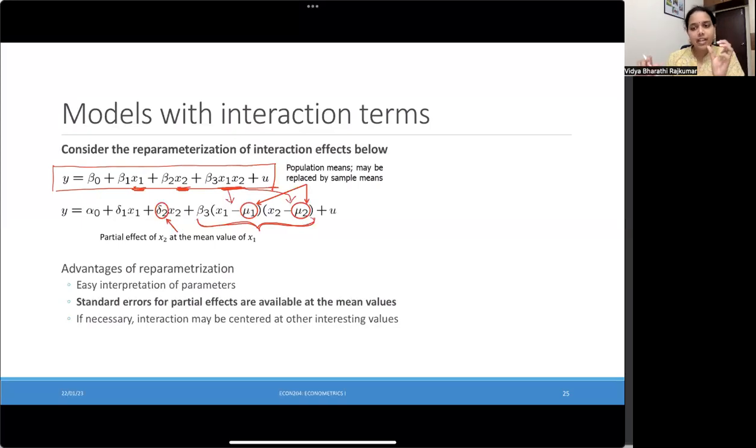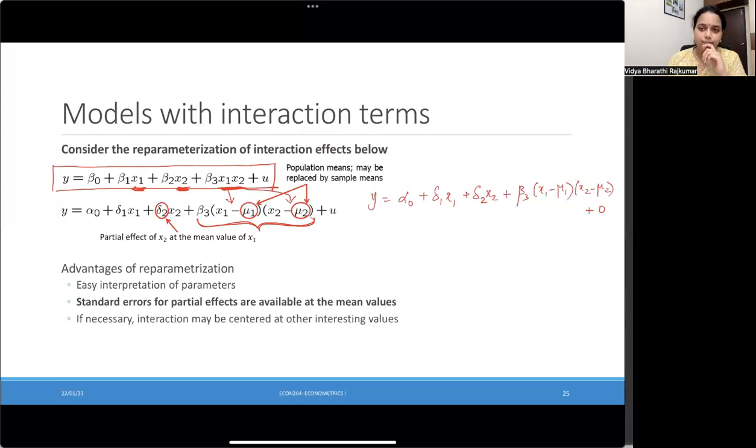So once I've created these new redefined variables, I'm going to use those in the interaction terms. And now my regression equation is rewritten: my intercept is now alpha naught, and I have a delta 1 times x1, delta 2 times x2, plus beta 3 is now associated with an interaction term that looks like this, plus 0.